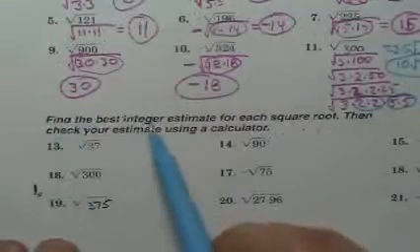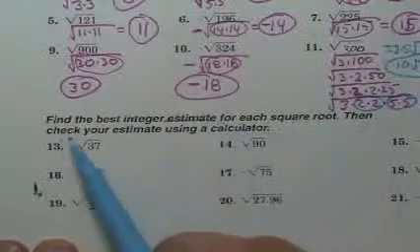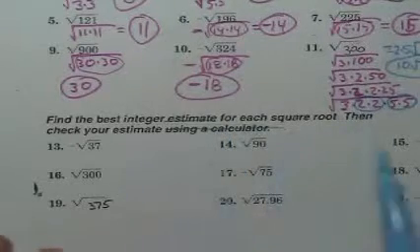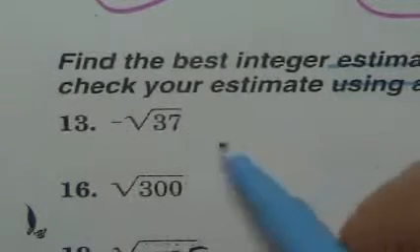Okay, down below it says, find the best integer estimate. We're estimating for each square root. Then check your estimate. No, forget about that. We're not going to use a calculator. All right. Okay, we're going to write down 2 numbers and then our answer.